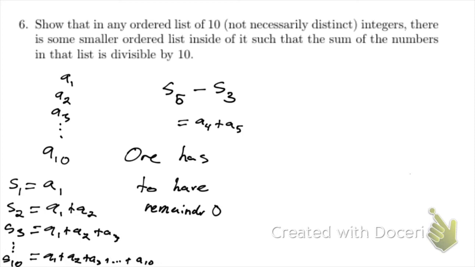So essentially we have two cases. We have the case where S1, S2, S3, all the way up to S10 all have a different remainder when divided by 10. Well, in that case, one of them is divisible by 10 and we're done. If that is not the case, then we know that at least two of them have the same remainder when divided by 10, and so then we can find the difference of those two, which will give us some other sum, and that will be divisible by 10. So in both cases, we are done.